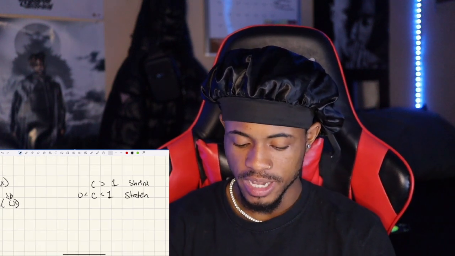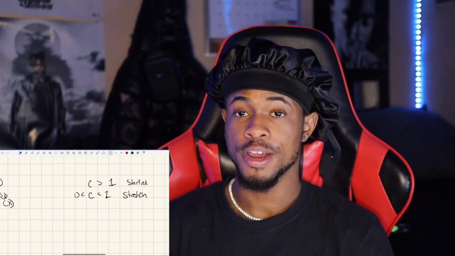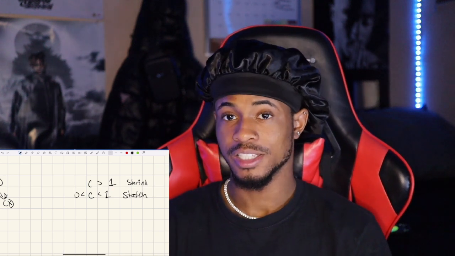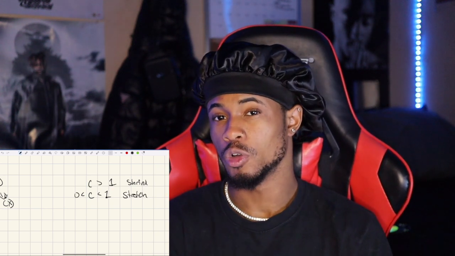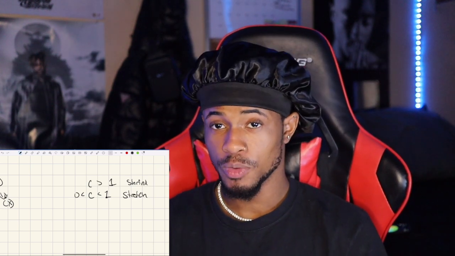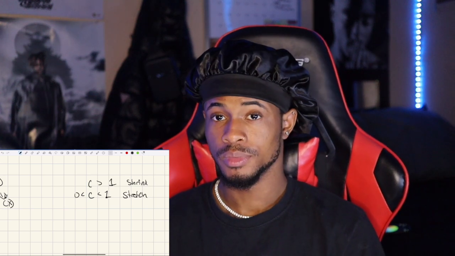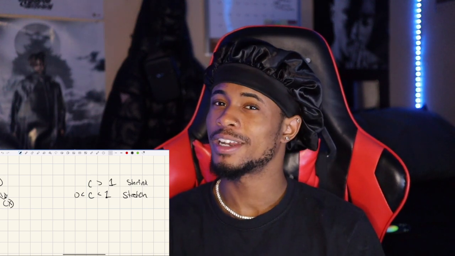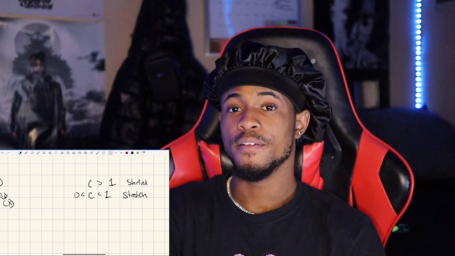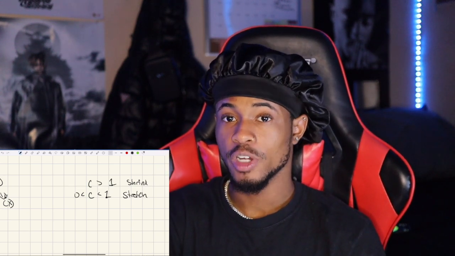Now, the rule states that when c is greater than 1, we will shrink it in a horizontal axis, right? So it gets smaller on the horizontal axis. But when c is greater than 0 but less than 1, we stretch it on a horizontal axis. It's kind of like the opposite of the vertical stretch and shrink, which when c is greater than 1, we have a stretch, and when c is less than 1 but greater than 0, we have a shrink.